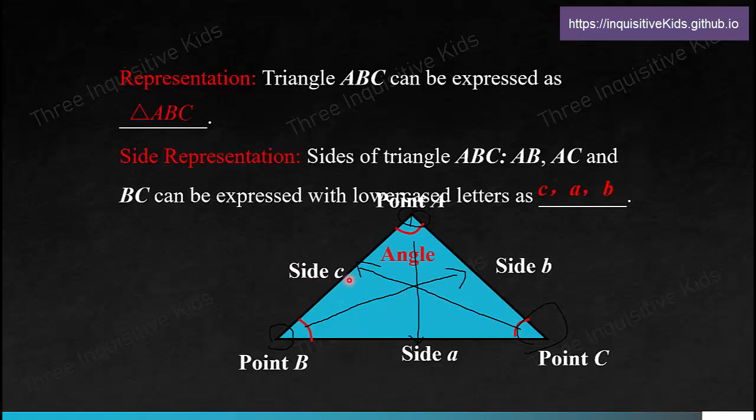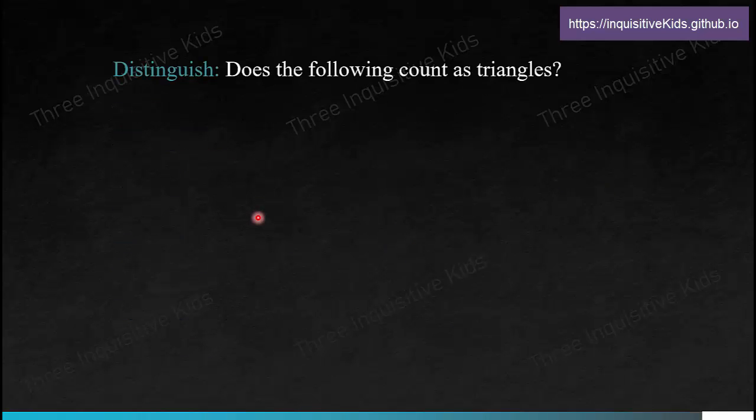Side c, the corresponding angle to it, or the point to it, has to be point C. Point B, side b, point A, side a. And if it's not a point, it has to be lowercase. Remember, if it is a capitalized lone letter, then it usually represents a point. So remember that. Distinguish. Does the following count as triangles?